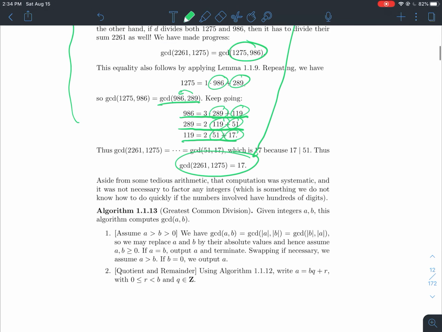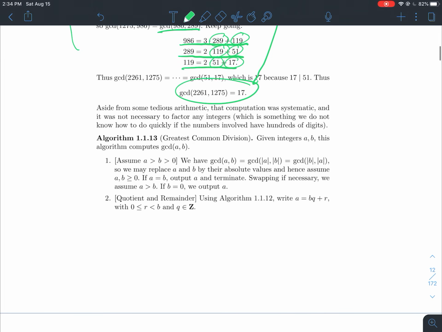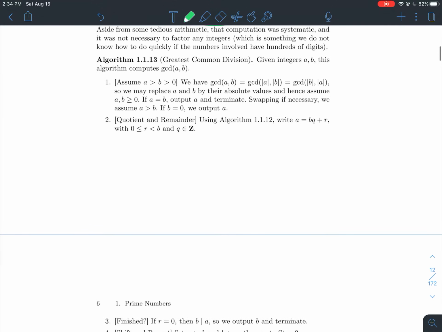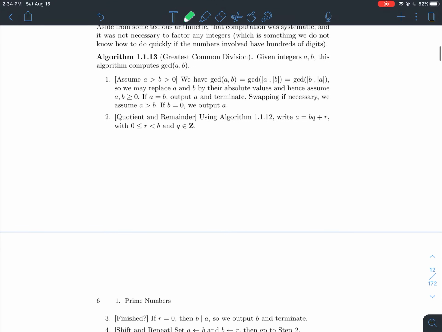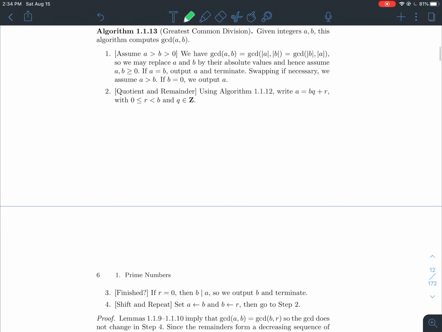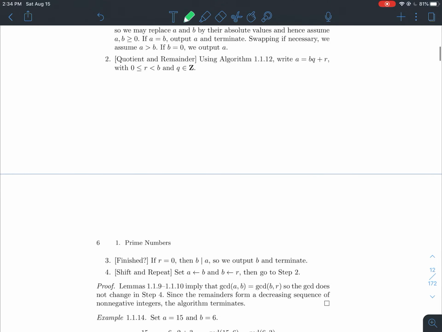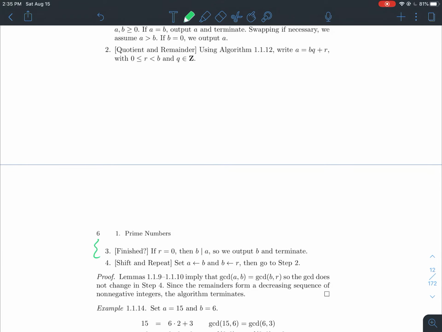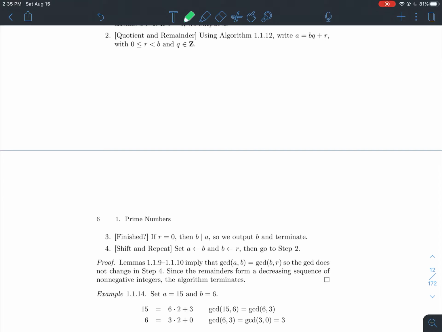Now this is an algorithm to compute the greatest common divisor, and an algorithm is just a series of steps to compute something. So to track through here, you can assume A and B are positive numbers. Use the division algorithm a whole bunch of times to get your quotients and remainders. Anytime you get a remainder of 0, that means you're done, and your output, the GCD, is going to be B. But if you don't get a remainder of 0, you're going to switch A to be B, set B to be R, and then repeat.